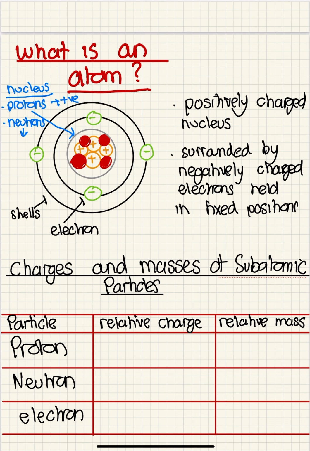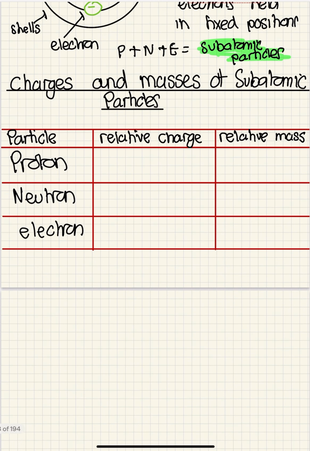Cool. Another thing we need to know is that the proton, neutron, and electrons come under something called subatomic particles. Let me just highlight that for you guys so you remember that. Whenever they talk about subatomic particles, they mean protons, neutrons, and electrons. Now, for the exam, you will need to know the charge of each subatomic particle, and you also need to know the relative mass of each one.